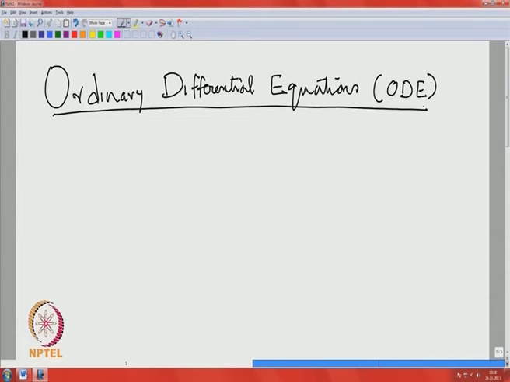I am A.K. Nandakumaran from the Department of Mathematics, Indian Institute of Science, Bangalore. In this course, we will be basically covering a standard university syllabus. So, all the material covered in most of the Indian universities will be covered in this course.